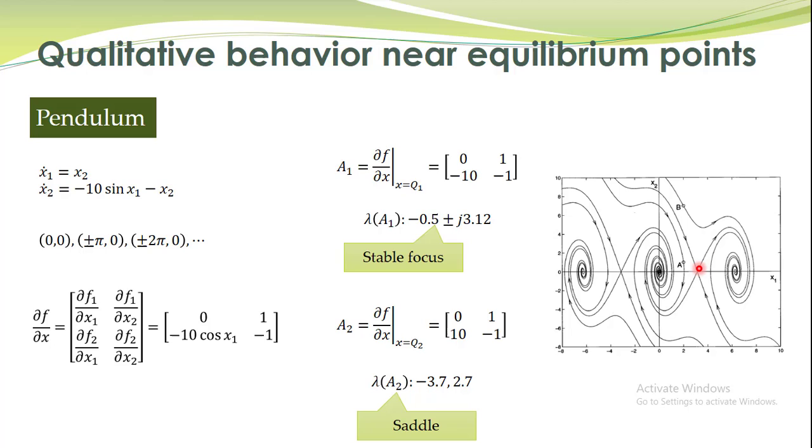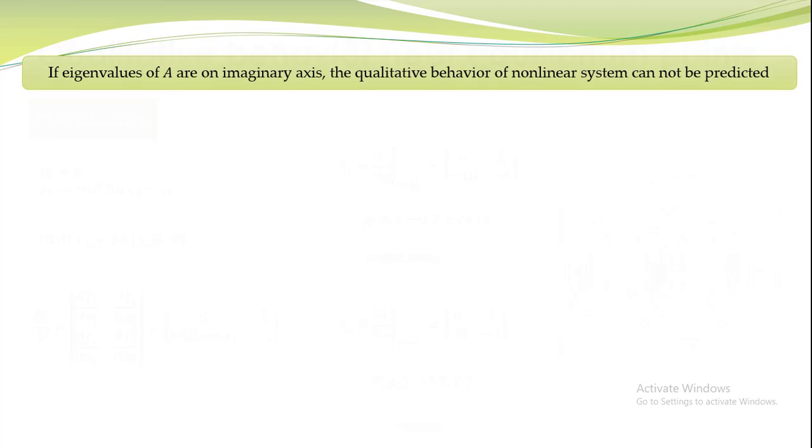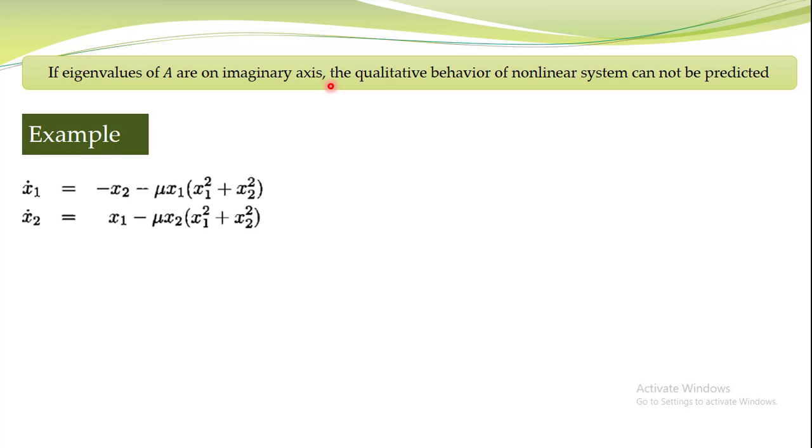So near equilibrium point behavior of nonlinear systems can be described by using this Jacobian linearization. There is one exception. If the eigenvalues of this matrix are on the imaginary axis, then the qualitative behavior of the nonlinear system near the equilibrium point cannot be predicted.